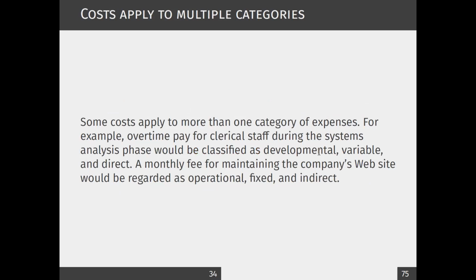And this is applied to several categories. We discussed a couple of categories earlier, but when you take a particular cost, it can fall into one of these categories. So, for example, overtime pay we can classify as development, variable, and direct. And the monthly fee for maintaining the company's website would be operational, a fixed fee, and an indirect cost. So likewise, you can put costs into multiple categories.